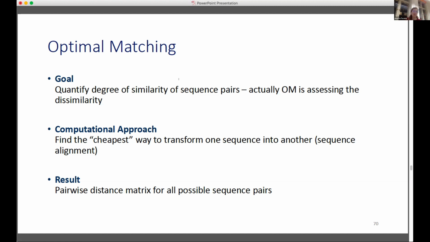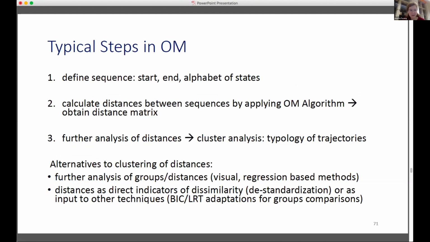So the language used here is transforming one into the other. For each operation of replacement, a specific cost is attached. By varying these costs, the researcher can emphasize different features of similarity, but I'll talk about that more in the next couple of slides. Anyway, the output you get from this whole process is a pairwise distance matrix for all possible sequence pairs.